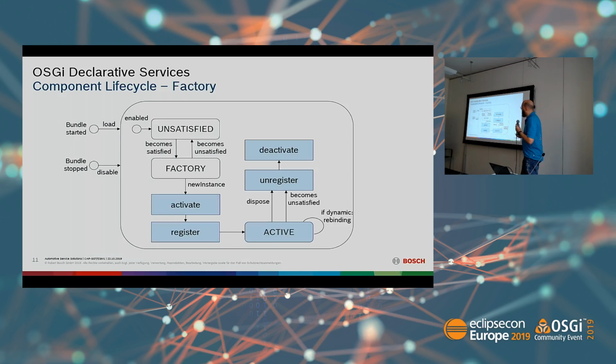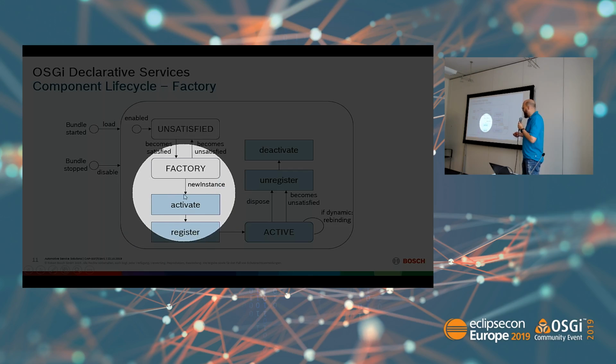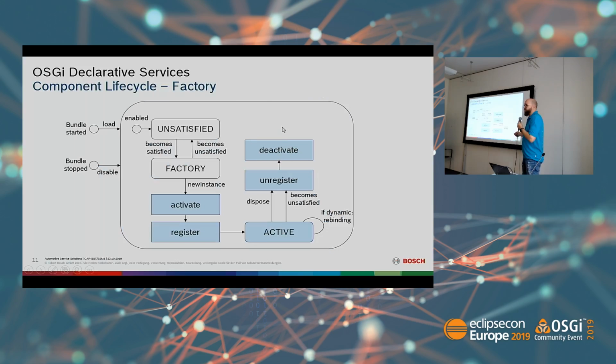Just for the sake of completeness, the factory itself is a kind of component, yeah? So it's unsatisfied, it becomes satisfied when all references are set, and then we have this factory, and the factory is then creating new instances. They are activated, registered, and once they are done, they are disposed and removed. So the service instances that are created from the factory. But I don't want to get further on the factory stuff. It's kind of special, and we're in the getting started.